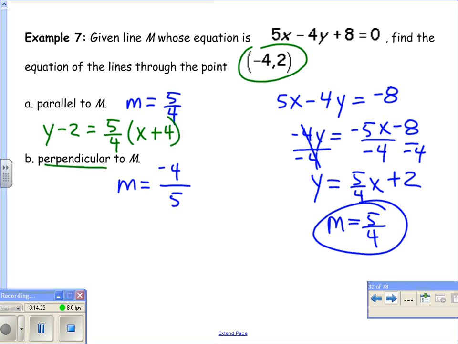And then when we're talking about perpendicular, same process, y minus 2 equals, this time it's not 5/4, it's -4/5, and then it's x plus 4. Okay, so the only thing that's changing between those two, since they pass through the same point, is the slope.